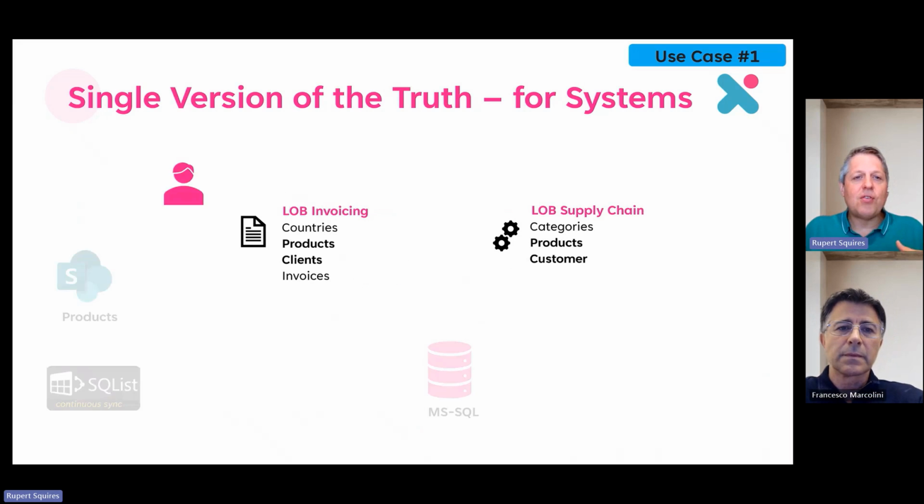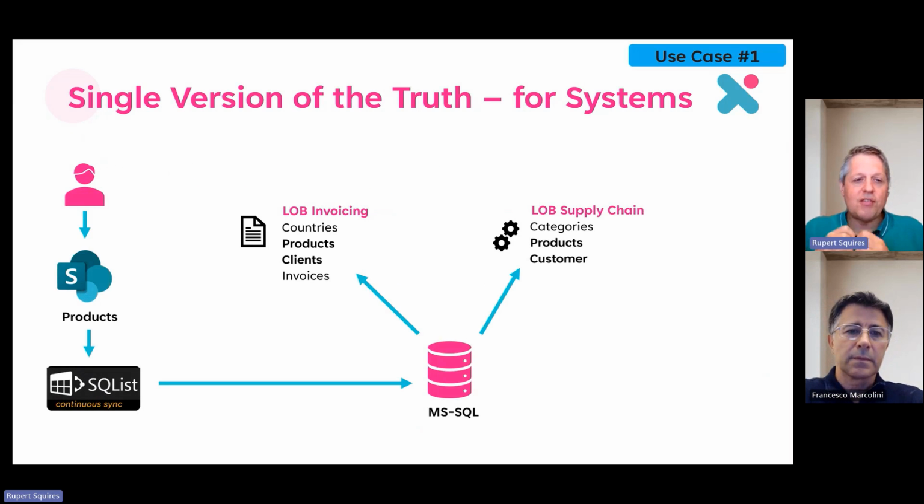And then, prior to this, you taught me through how you approached it, and we're going to see an example of this in a second. So you created a list of products in SharePoint for this example. You then use SQL List to sync that data from SharePoint to SQL on an ongoing basis, and then created views of that data for the different systems to consume in the formats that they need. So that's the theory. Why don't you show us what that looked like in practice?